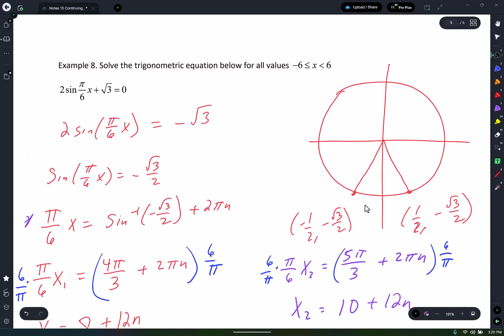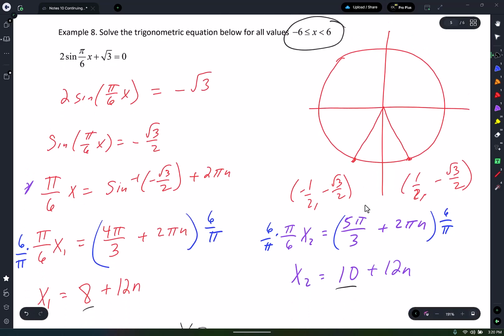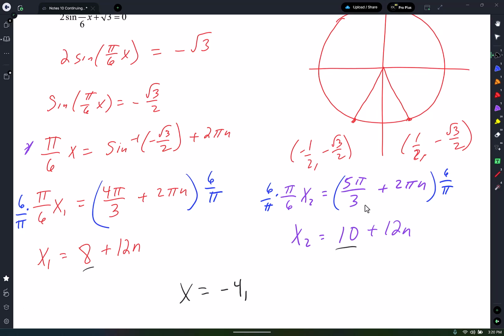Let me pick a neutral color to get my answers. I'm only looking between what and what? Okay, so 8's not an answer. 10's not an answer. But I don't have to necessarily add. I can also subtract. What's 8 minus 12? Is negative 4 between negative 6 and 6? Yes, that's an answer. Comma.